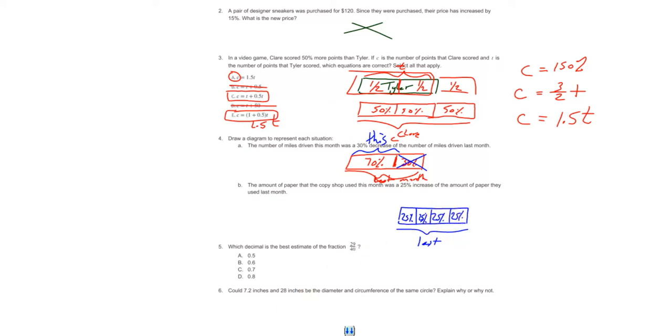And we're going to increase this last month total by one of those 25s. We're going to add an additional 25% on. So the amount for this month would be 125%. Pretty easy stuff. Let's go ahead and do number 5.